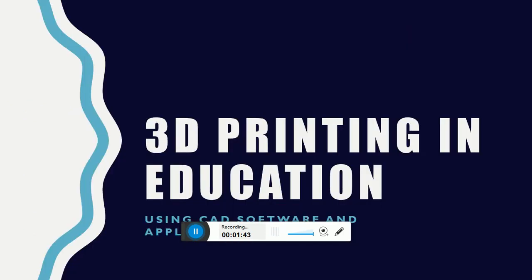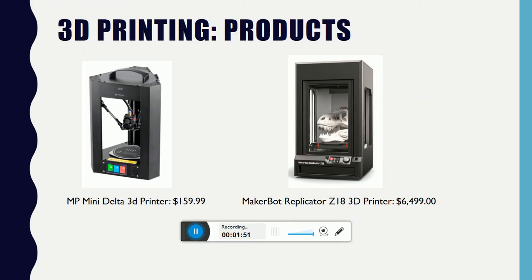So using the software is a really important part of the process I kind of talked about. So I'm going to look a little bit at some of the products that are out there. This is just to give you an idea of the price range. We've got a mini printer here for $159, or there's the MakerBot for $6,500. So depending on what your budget is, these things really are accessible.